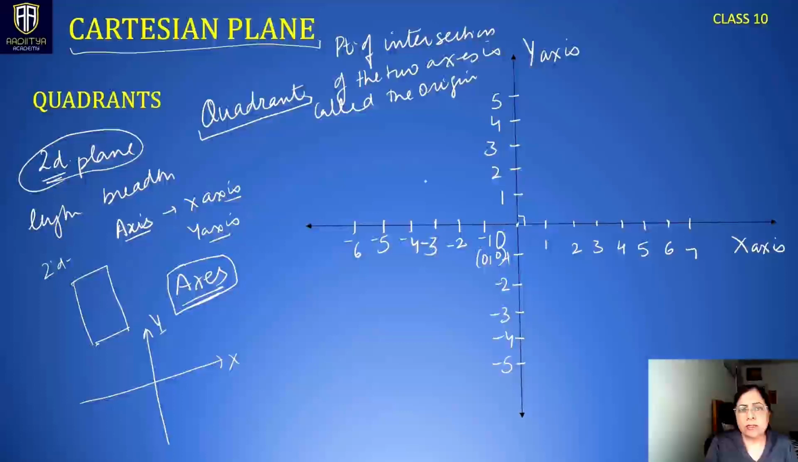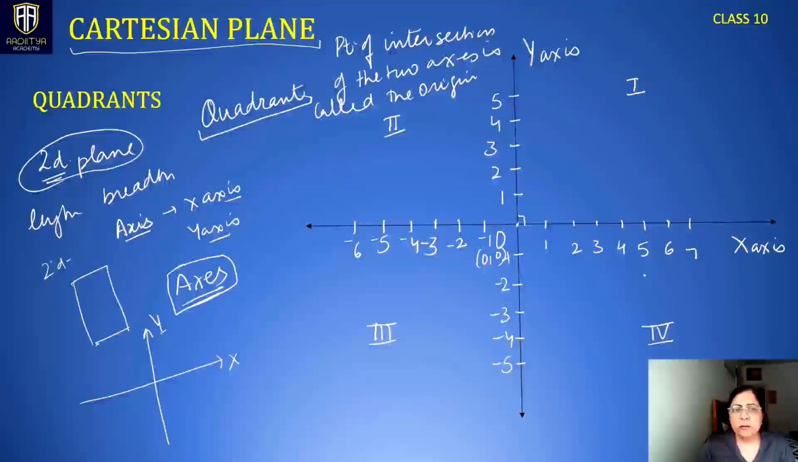And now you can see that we have four different areas. This is called the first quadrant. This is called the second quadrant. This is the third quadrant. Go anticlockwise. 1, 2, 3, 4. These are four quadrants of this Cartesian plane. Right? So, when we expand these axes, we can draw as many numbers on both the axes. So, this can be extended infinitely. Now, these are the four quadrants of this Cartesian plane.